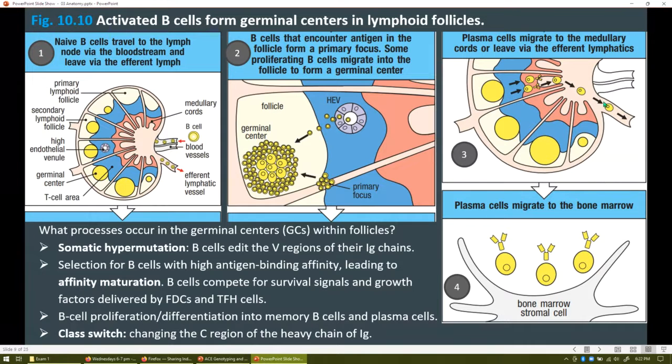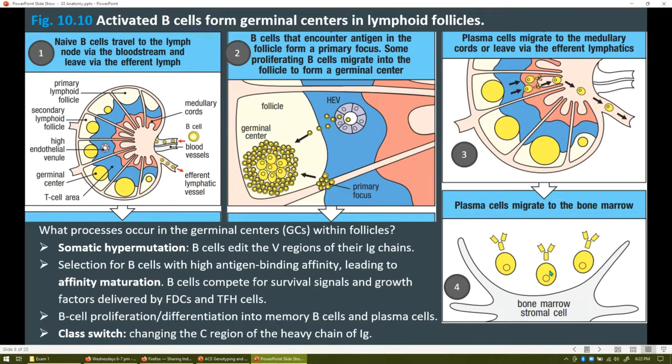A lot of them end up leaving and entering the blood, and then they're going to circulate to the bone marrow. This is especially true for long-lived plasma cells. We do have some plasma cells that don't die after 5 to 7 days. Most plasma cells die after 5 to 7 days. However, there are long-lived plasma cells that can possibly live forever in the bone marrow, so long as they encounter survival signals. And they will be secreting antibody for the rest of your life.